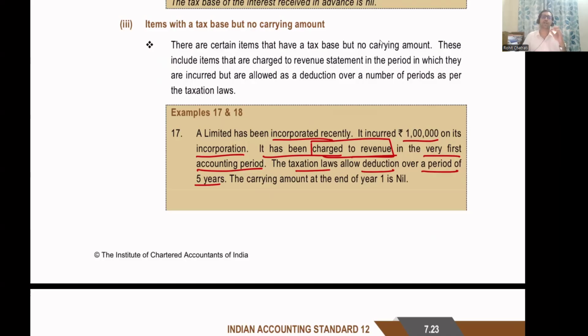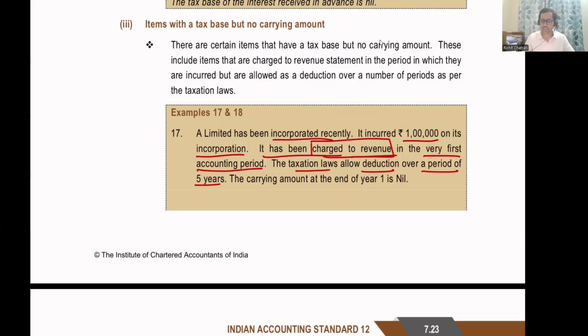If you recall, under the Income Tax Act, preliminary expenses are allowed as a deduction over a period of 5 years. And this is an example of preliminary expenses. The expenses that you incur at the time of incorporation of a company are regarded as preliminary expenses, which for accounting purposes you have to expense out in the very first year, whereas for tax purposes, it's allowed as a deduction over a period of 5 years.